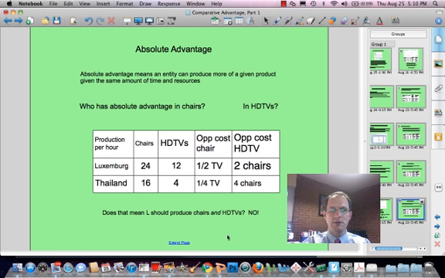Now, does this mean that Luxembourg should produce chairs and HD TVs? No way. Again, the difference between absolute advantage and comparative advantage: absolute advantage is how much they can produce of a given product, while comparative advantage is who has the lower opportunity cost. Each country should produce the product for which they have lower opportunity cost, giving them comparative advantage, and not according to absolute advantage.